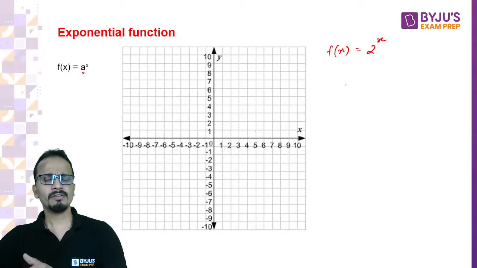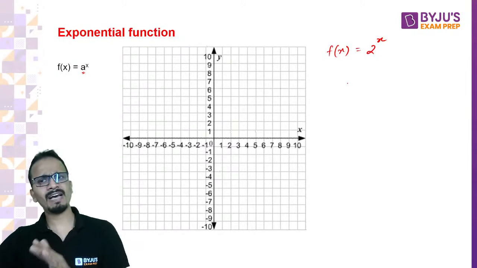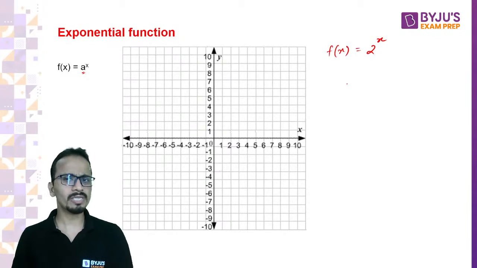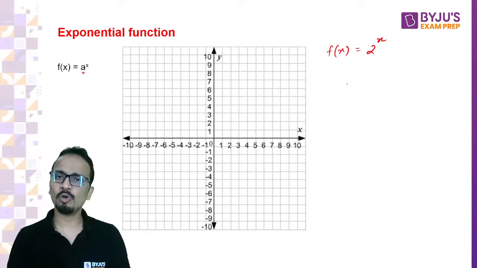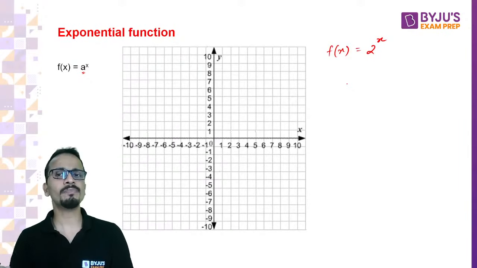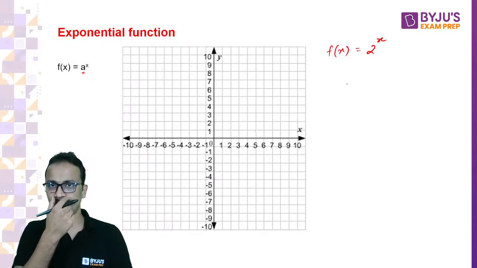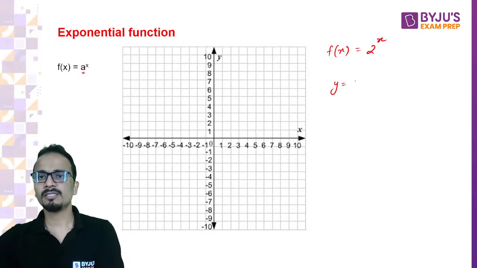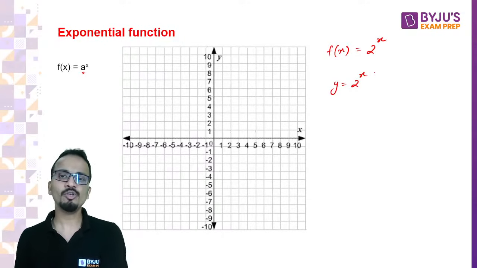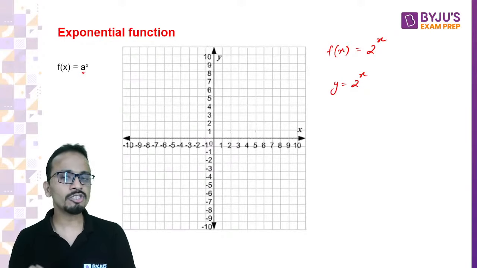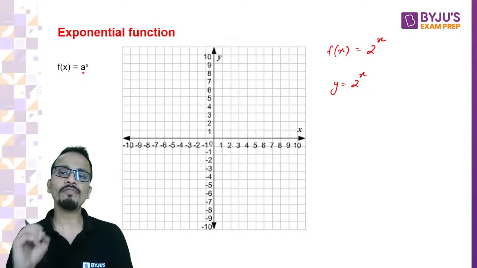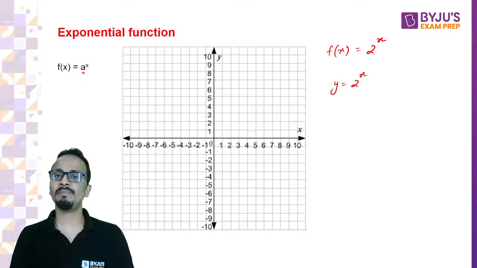Now the values of x can be positive, the values of x can be negative. Yes, 2 raised to the power minus 2 is defined, 2 raised to the power 0 is also defined, 2 raised to the power any positive number is also defined. Okay, but can you tell me any value of x in this case for which y is negative? No, for no value of x, the value of y will be negative.